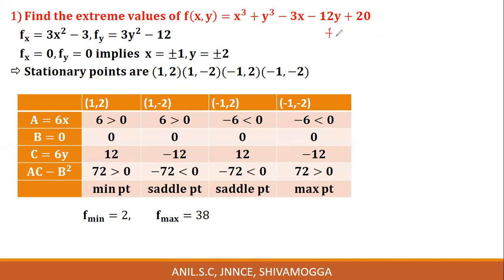What is fx? Fx is 3x square minus 3. And fy is 3y square minus 12. Right. These are the four possible stationary points. Second step. A, capital letter A. What is capital letter A? Fxx. Fxx is obtained by differentiating fx partially with respect to x.